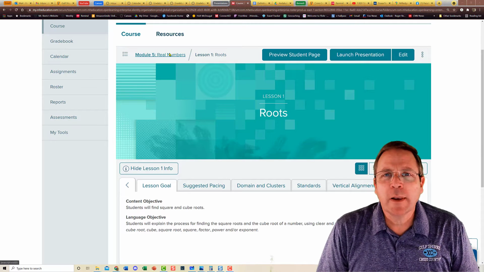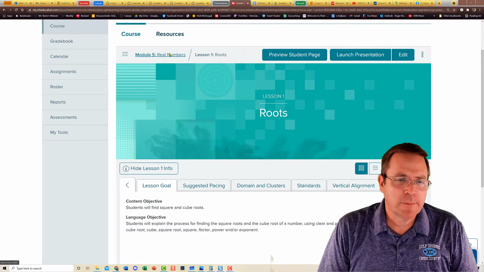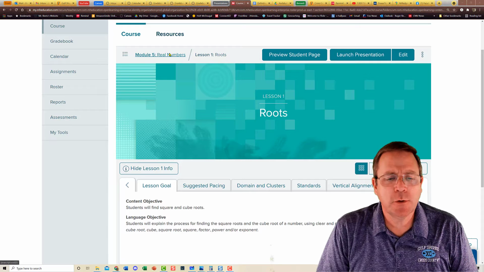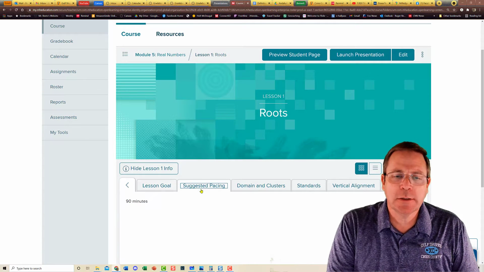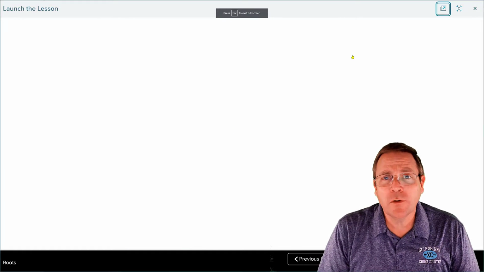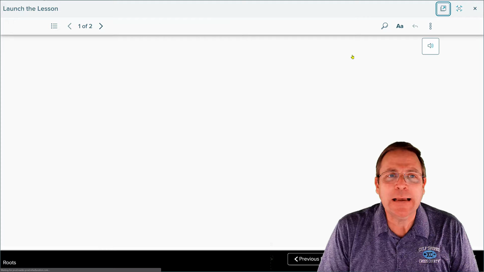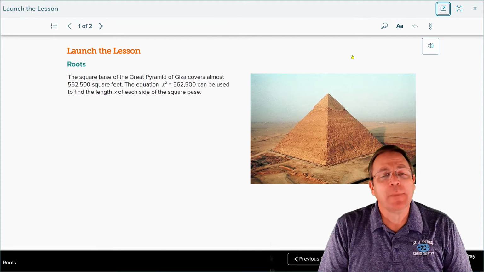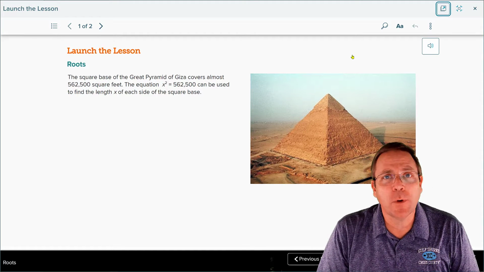Module 5, Lesson 1 deals with roots. The content objective is students will find square roots and cube roots, and suggested pacing says this is a 90-minute lesson, and I wouldn't have thought so, but you know they've got 25 resources in this one, so it probably is going to take a little while.